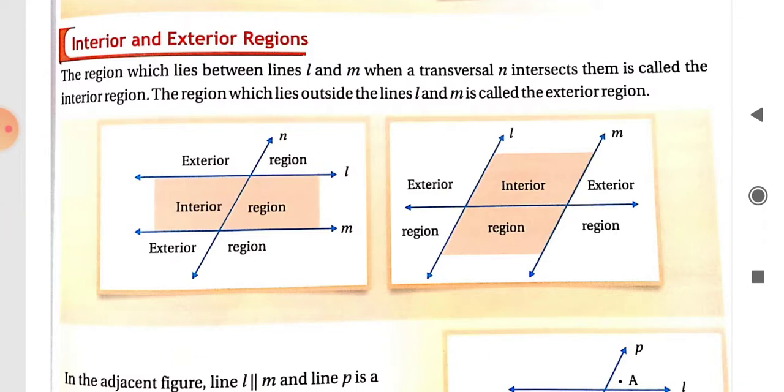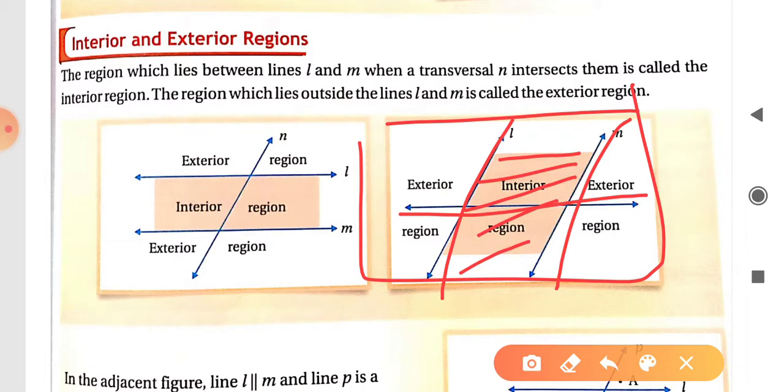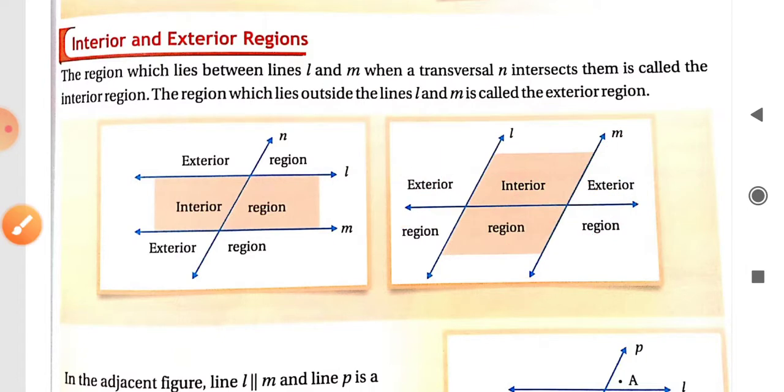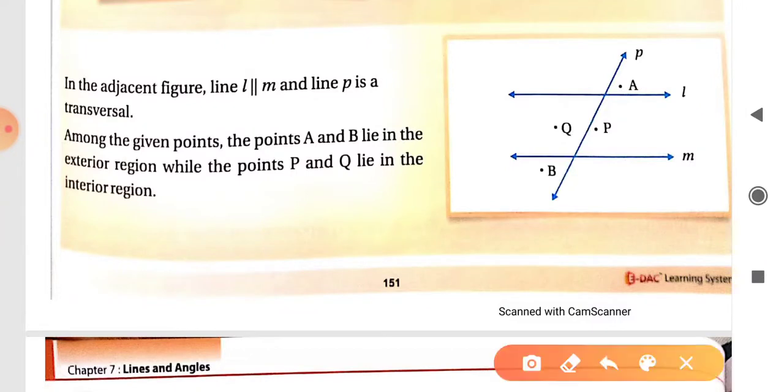Also in this example, there are lines L and M and a line intersecting these lines. So the shaded region, that is the inner region between these lines, is known as the interior region, and the outer region is known as the exterior region. So this is interior and exterior regions. In this example, some points are located, some on the exterior and some in the interior region. Here A is in the exterior and B is also in the exterior, and P and Q are in the interior regions.